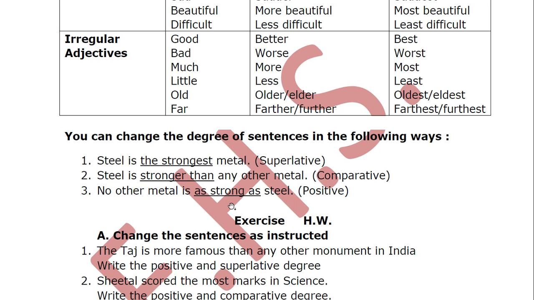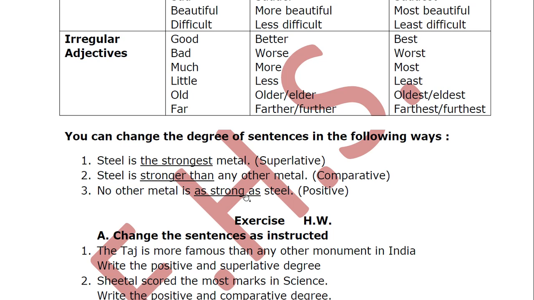So when you say stronger, you will always have the word than after it. See, the strongest, always the in the superlative. Then you have the comparative degree and than after it. Always. This is like a formula you should remember. Steel is stronger than any other metal. So there is no other metal which is as strong as steel.